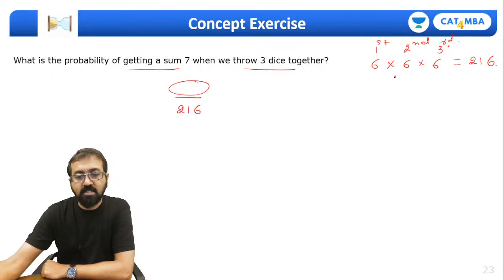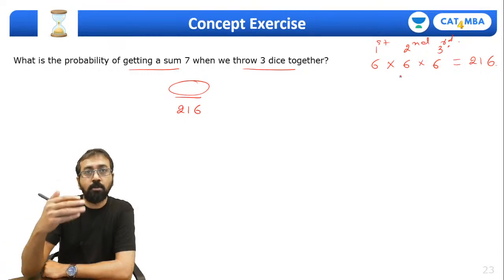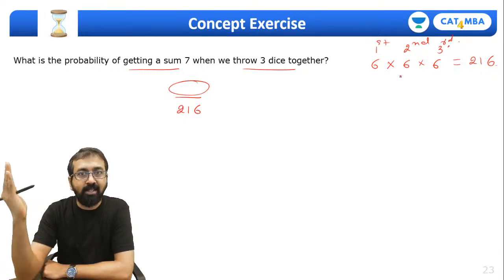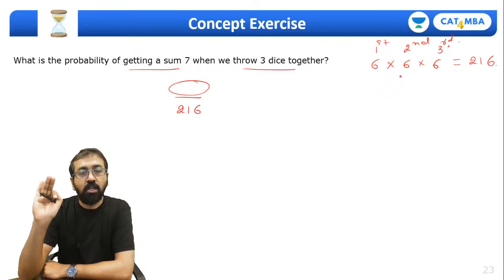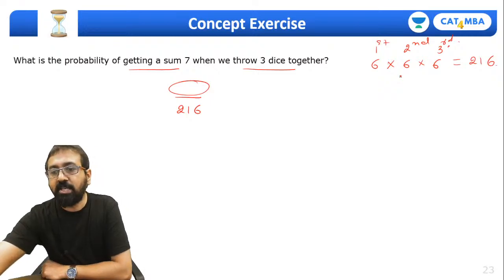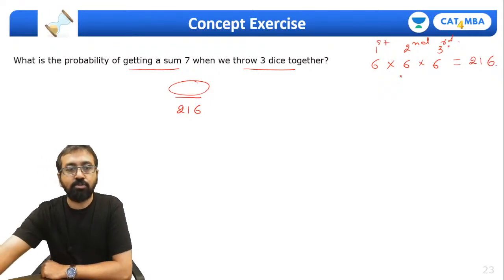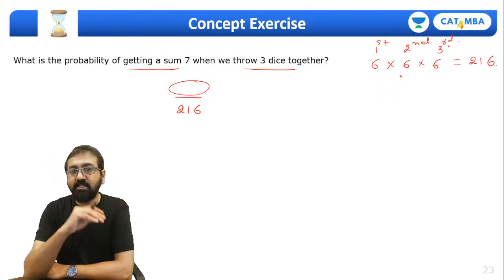Now out of this, what will be the outcomes? The sums will be anything from 3 to 18, right? So I need to find out when the summation will be exactly 7. In which cases will it be exactly 7? Let's try to do it quickly. Can you please think for a while?